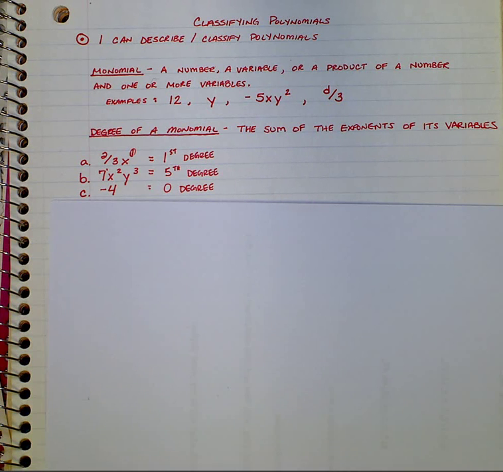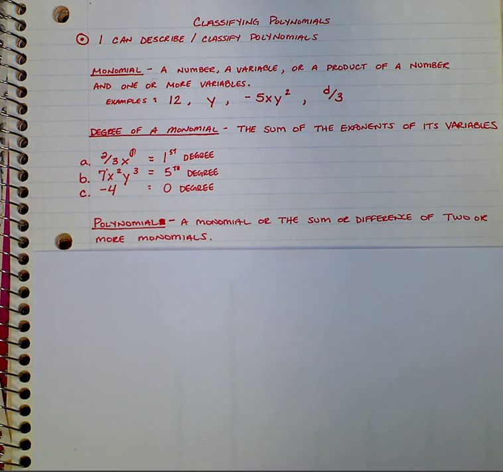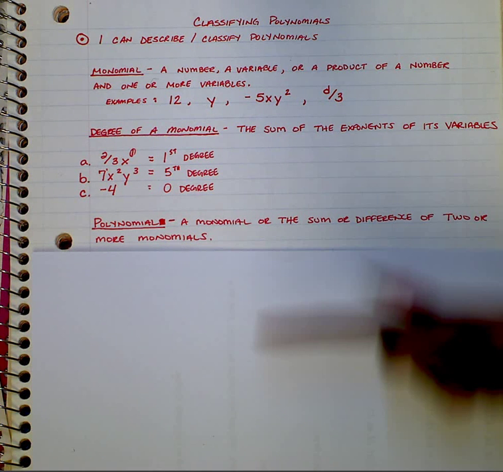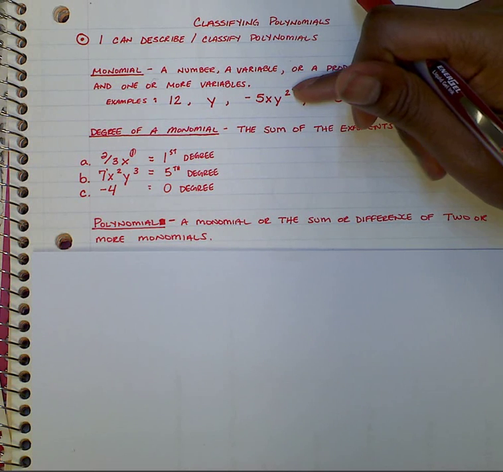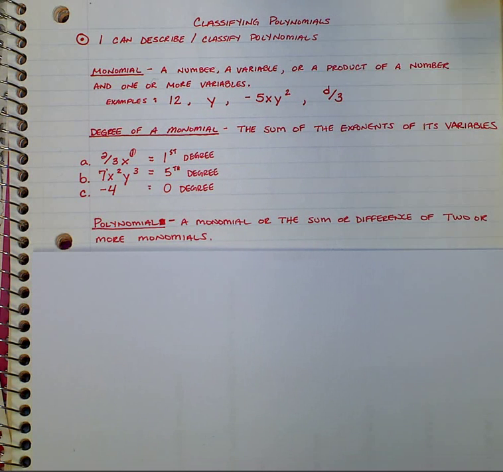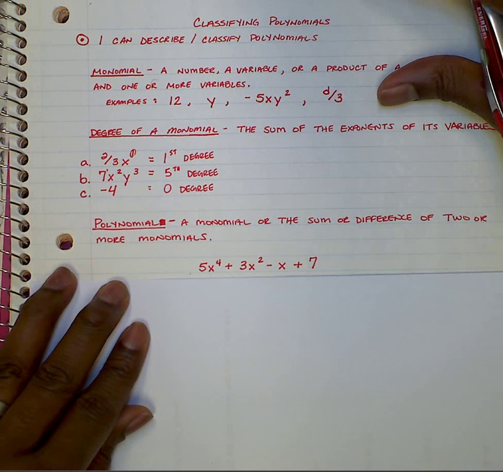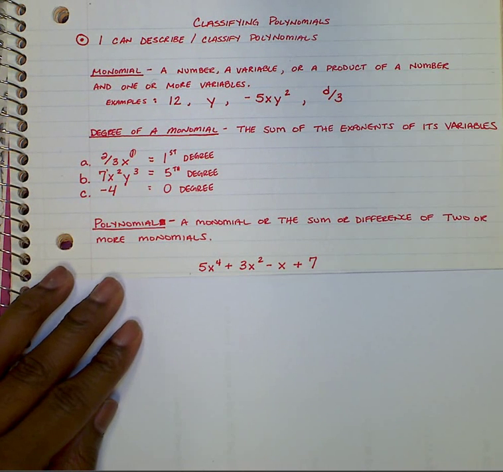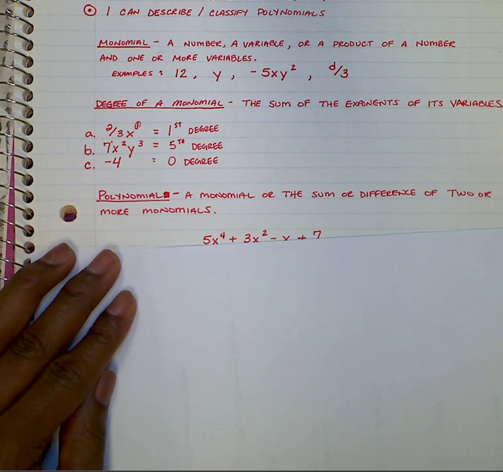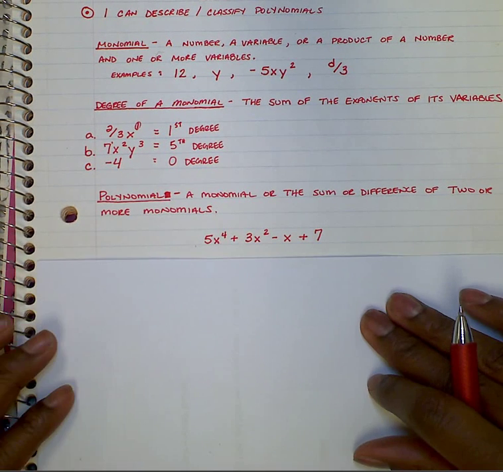Now, monomials aren't the focus of this lesson. The focal point will be polynomials. And a polynomial is a monomial or the sum or difference of 2 or more monomials. So we know what one monomial is. A polynomial just has more of those joined together with addition or subtraction. So one example of a polynomial: 5x to the 4th, plus 3x squared, minus x, plus 7.